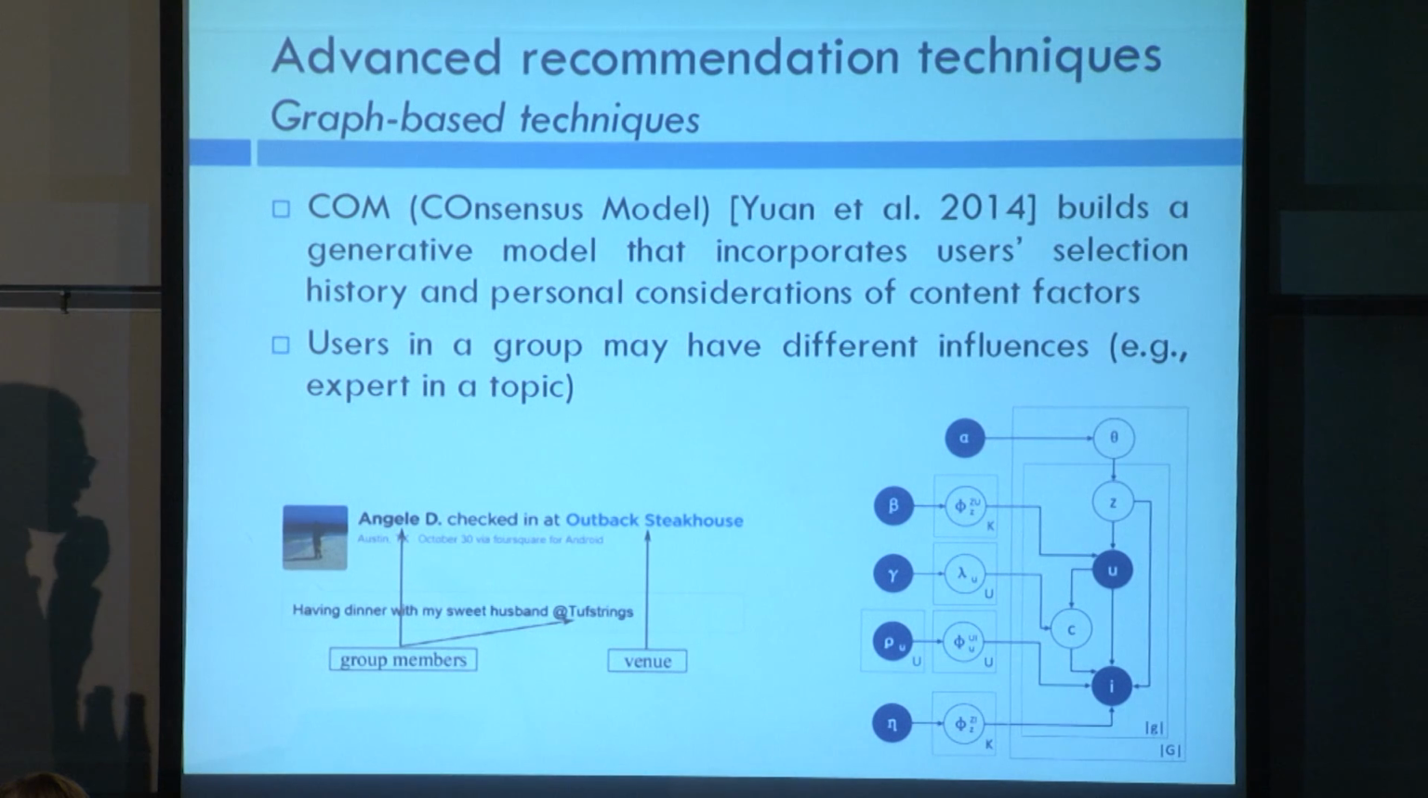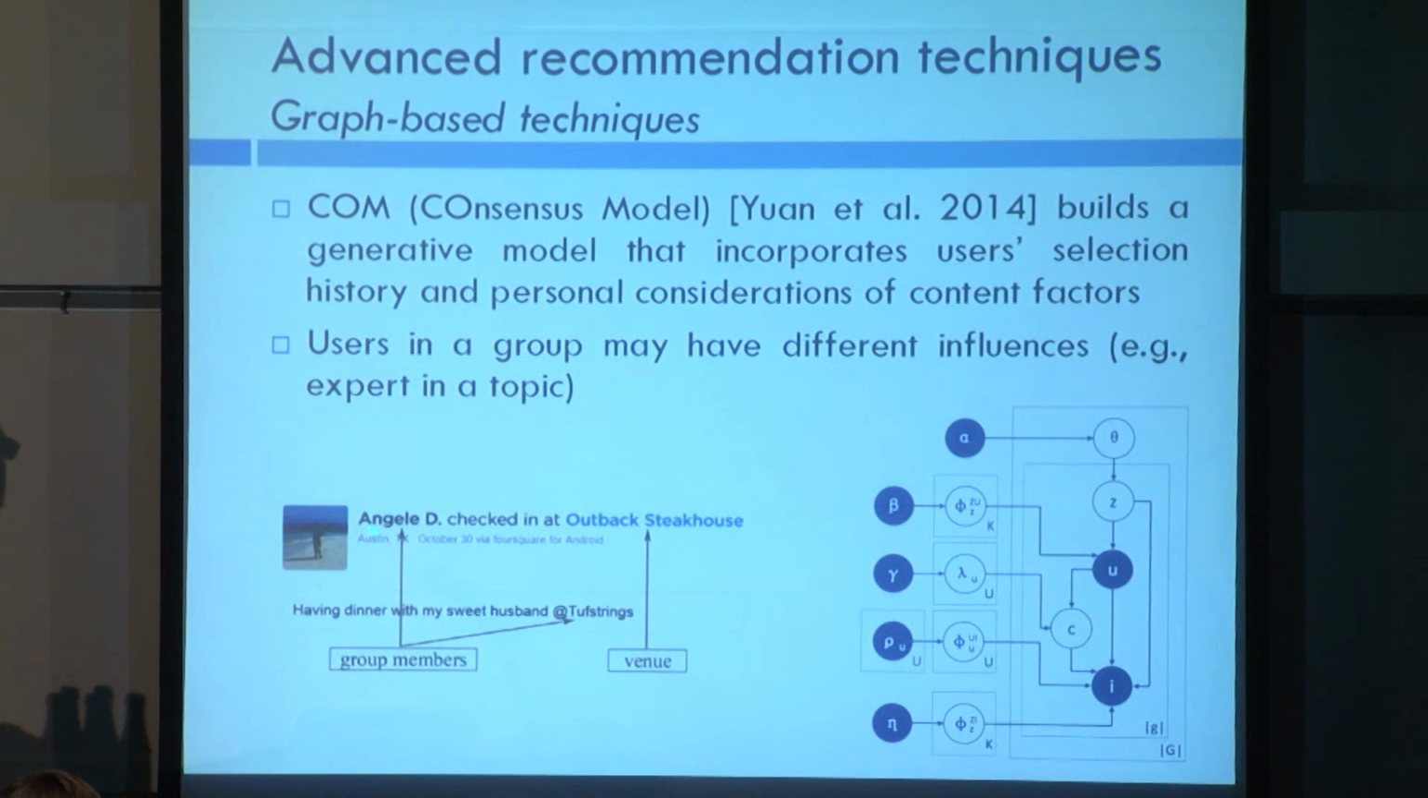Then we consider COM, which stands for consensus model, which builds a generative model that incorporates user selection history and personal consideration of content factors. So the authors start from the assumption that users in a group may have different influence. For example, someone may be expert in a topic.